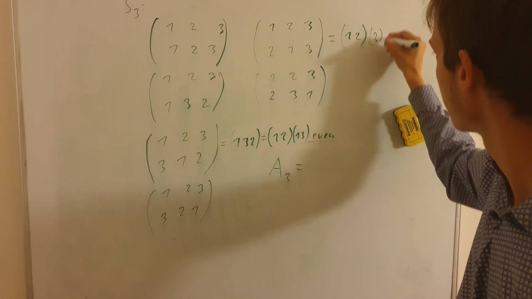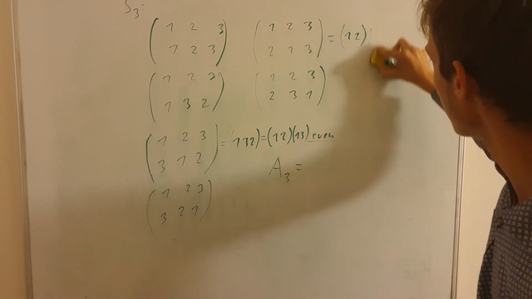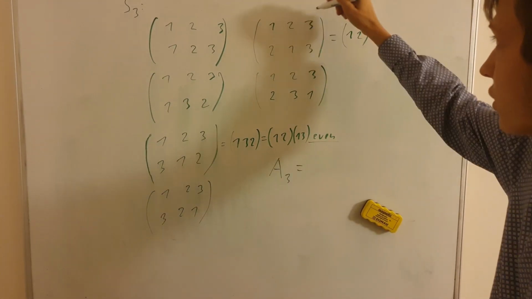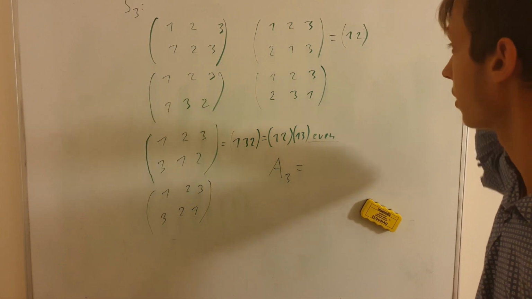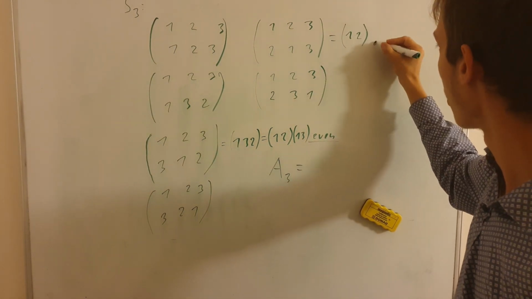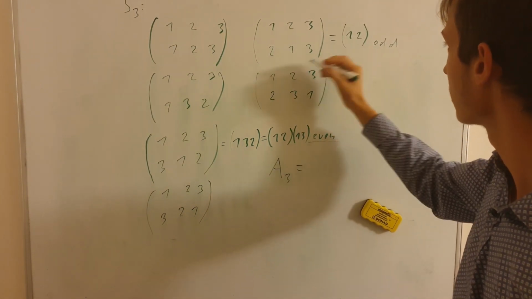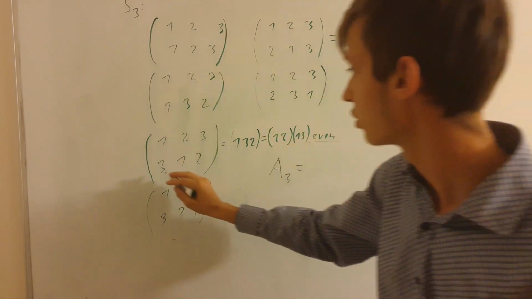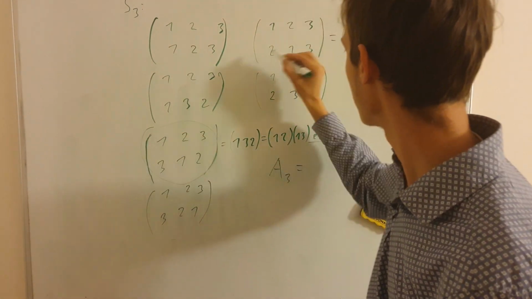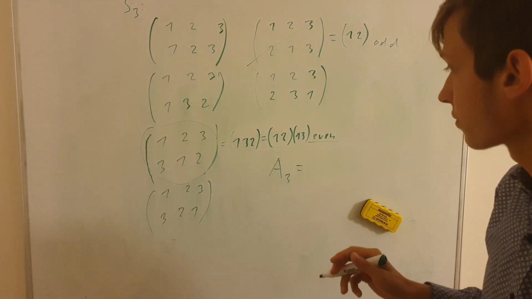The other one was just 3 by itself. I said 1 cycles are deleted, are not taken into account because they just lead to themselves, so they don't interfere. Well, this one is odd, so no, it's not used. So this one yes, but this one no.